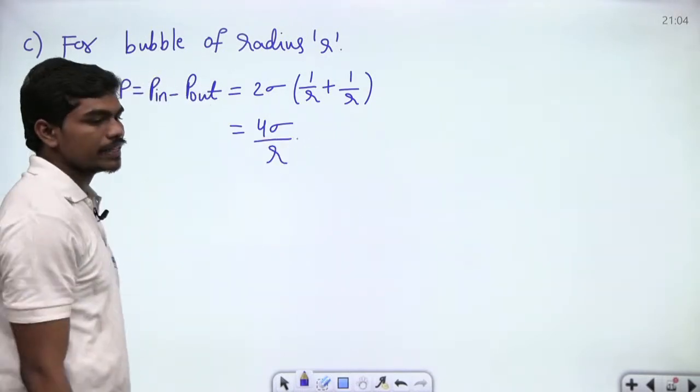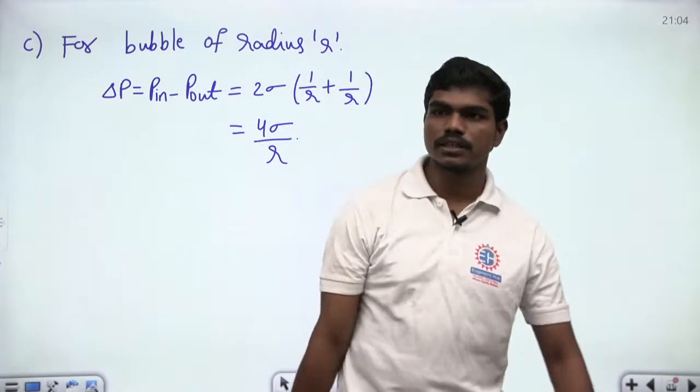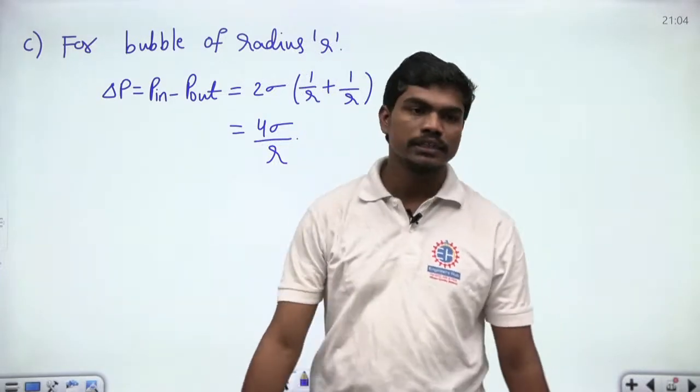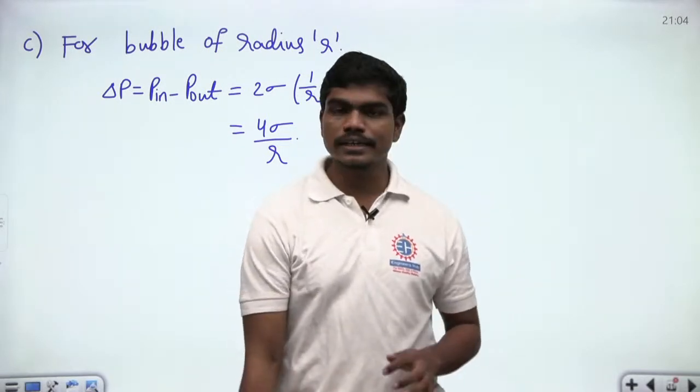And this is exactly what they asked in GATE 2021. Inside a soap bubble of radius R, what is the pressure difference? So 4 sigma divided by R. So are you all clear till this point?